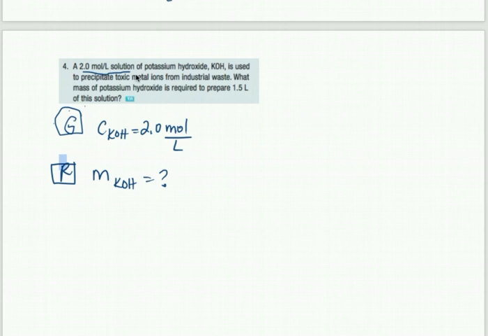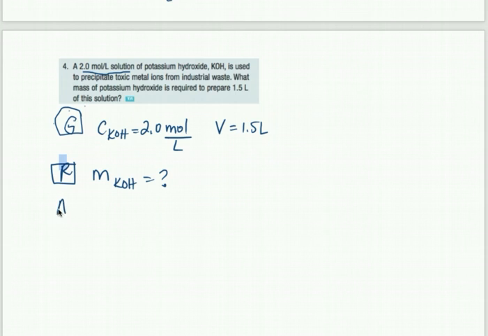Okay, so we have a concentration, we have a mass, and we know the volume of the solution. So it's 1.5 liters. Okay, all right, and again, we're already in units of liters, so we're good. We don't need to convert this. So we know the volume, we know the concentration, we need to find the mass.